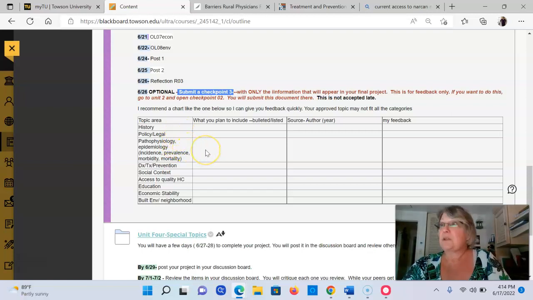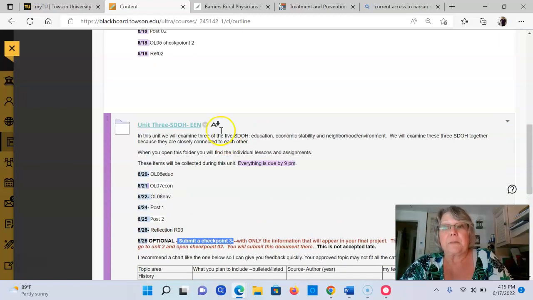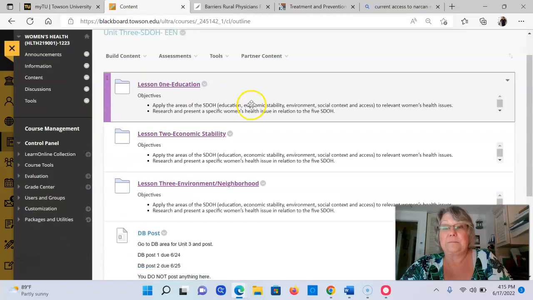So this also gives you a chance to see if you're missing pathophysiology, you don't have anything. My feedback to you would be, yes, that's correct. There is no information on pathophysiology, but there is incidence, prevalence, morbidity, and mortality. So I highly recommend you complete this optional assignment. If not, that's fine. It's optional. There is a place for you to submit it. And let's look at that very quickly.